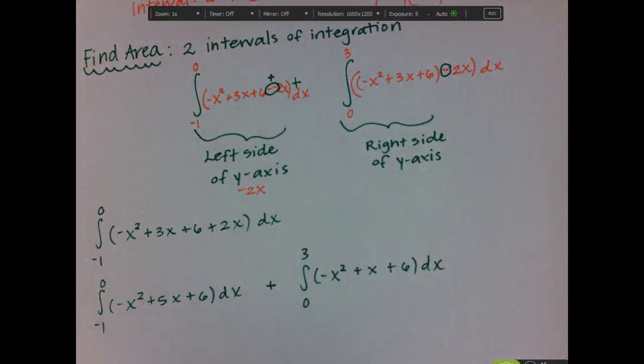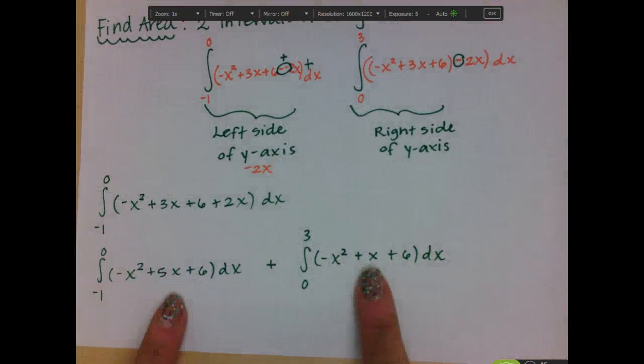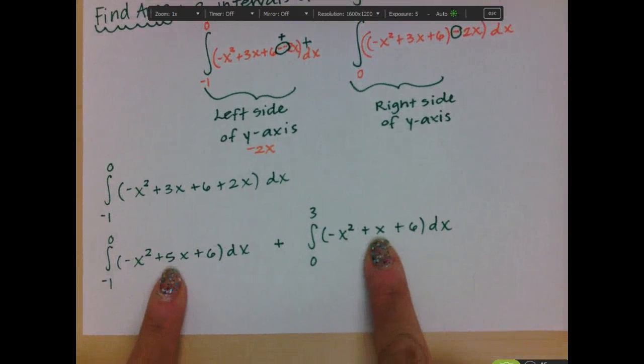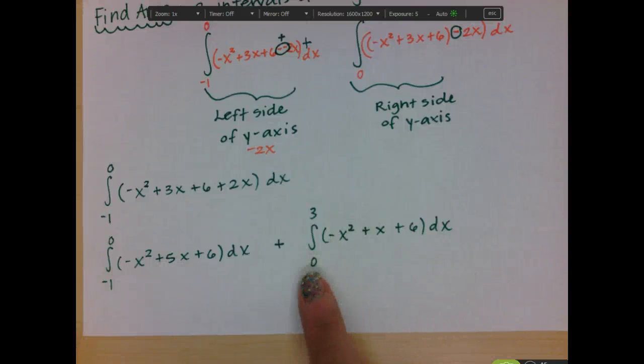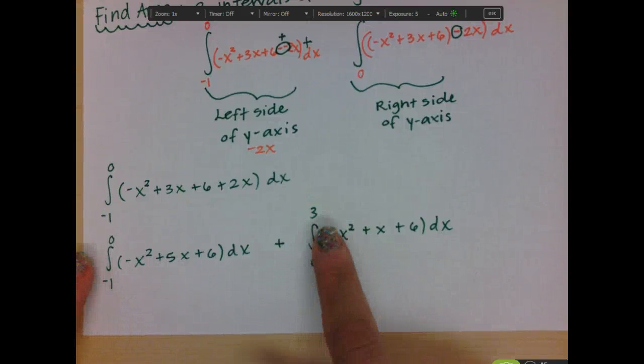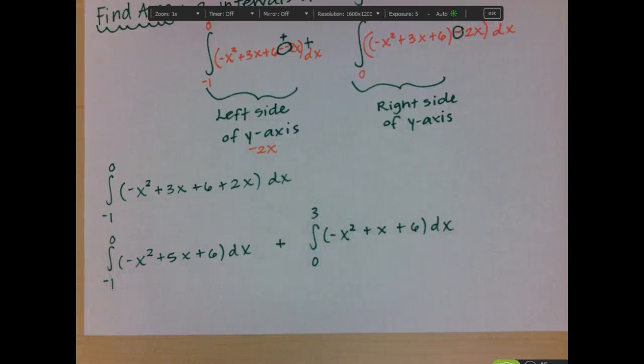Okay, so what we need to do is find the antiderivative of each of these functions, and use the fundamental theorem of calculus to utilize the intervals and calculate the area of each region. So once again, let's pause the video and have you try some of that manipulation, and we'll come back and check answers.